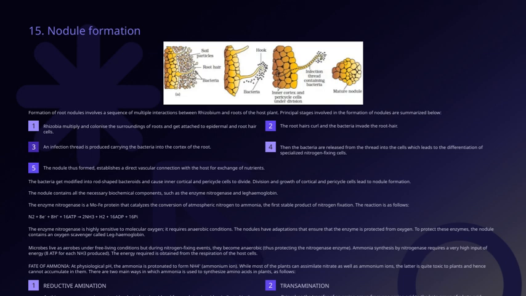So, in summary, nodule formation is a complex but highly coordinated process involving multiple interactions between rhizobium bacteria and the plant roots, ultimately leading to a mutually beneficial relationship that supports nitrogen fixation and plant nutrition.